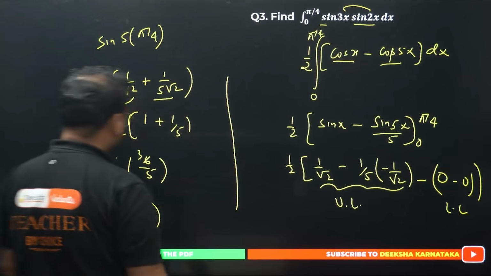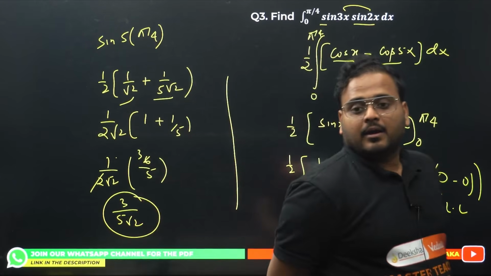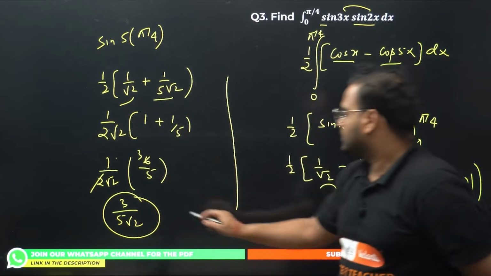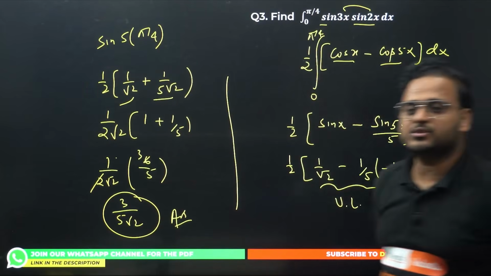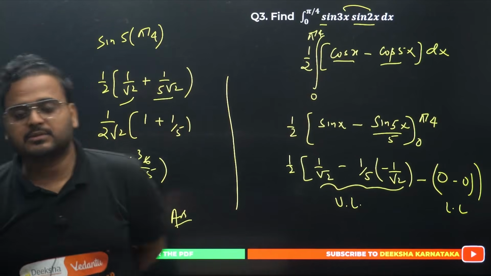Please cross check, guys. Is this correct? 3 by 5 root 2? Is this the answer, or have I made any mistake in the calculations of question number 3? Have a look. Question number 3 is done.